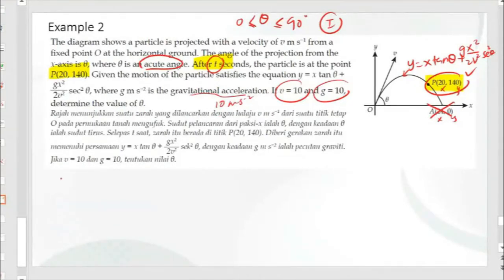So now we have v equal to 10, g equal to 10. Then we have the coordinate P, 20, 140. So at this point, x equal to 20 and y equal to 140. After this, we substitute into these equations. I use the next page.